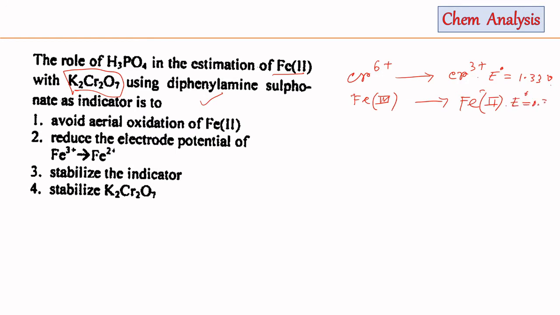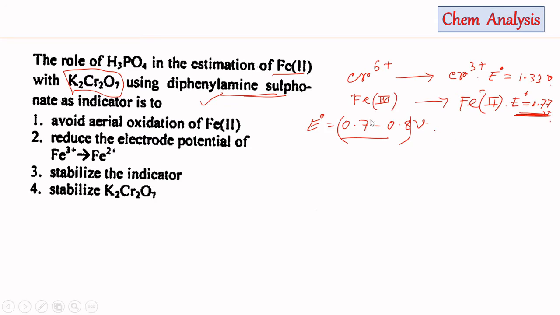is 0.77 volt. And there is another redox active species, diphenylamine sulfonate, and the redox potential for this system is between 0.7 to 0.8 volt. Now since the redox potential of the indicator is near the range of the redox potential of the iron 3 iron 2 system, there is a possibility that the oxidizing agent potassium dichromate will oxidize diphenylamine sulfonate as well as iron 2 to iron 3.